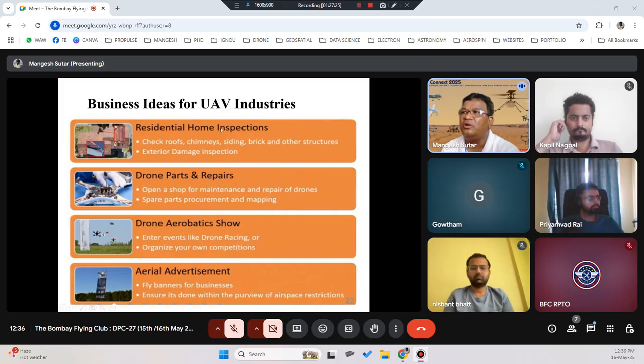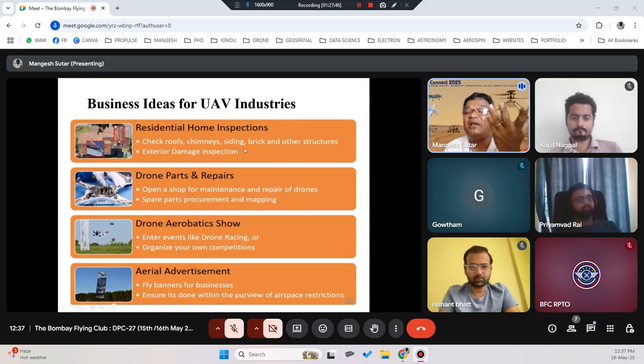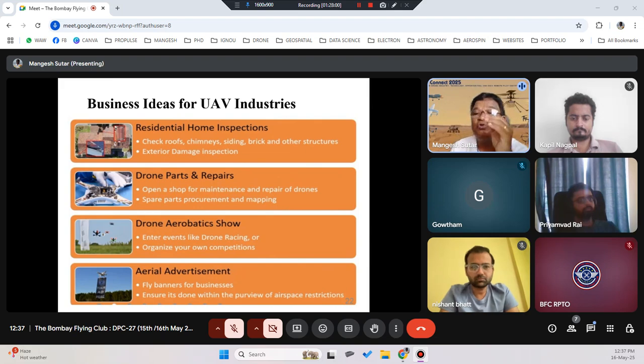Another one is residential home inspections, like roofs and exteriors. Now we see a lot of high-rises, and a lot of times glass panes get damaged, so you need to inspect them from outside. Even chimneys, structures, or external damage inspections; on the roofs of high-rise buildings there are lot of structures, solar panels and solar heaters. It's not physically possible every time to send a person to check all those things. So drones are coming into use for such inspection services.